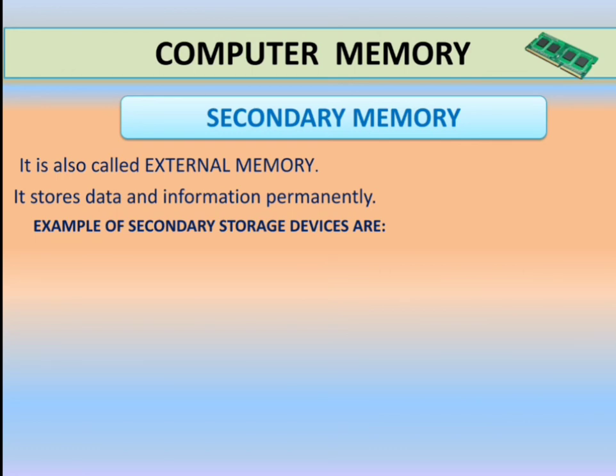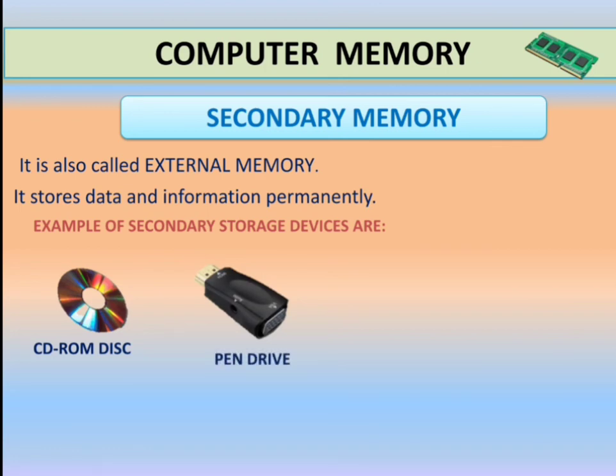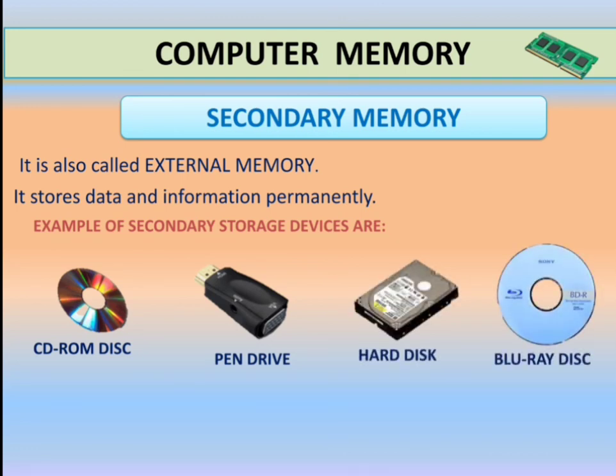So here are some examples of secondary storage devices. The first one is the CD-ROM disk. Another one is the pen drive. We have learnt about all these devices in the previous chapter also. And there comes the hard disk as well as the Blu-ray disc. So students, all these devices are our secondary storage devices, and all these devices store the data and information permanently. So this is all about computer memory. Now I hope you all have well understood the primary memory as well as the secondary memory.